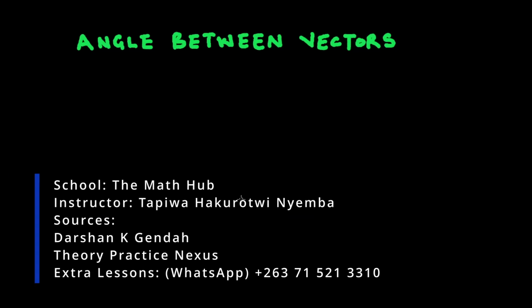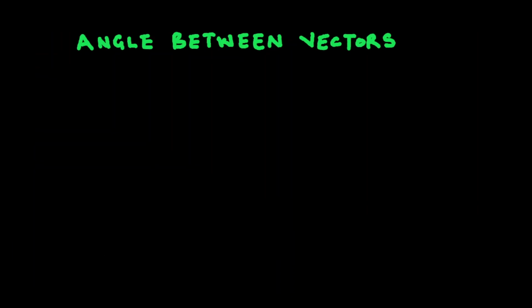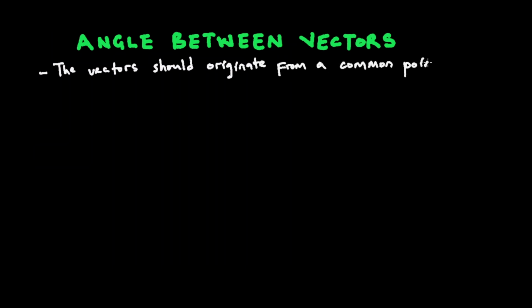In today's lesson, toda kuita angles between vectors. That is what we want to look at. Saka, before we look at angles between vectors, there are certain things we should know. Chekutanga, the vectors should originate from a common point. Saka kuti tikwanise kutsvaga an angle between two vectors, those vectors should be originating from a common point.